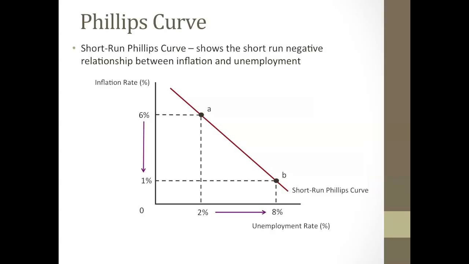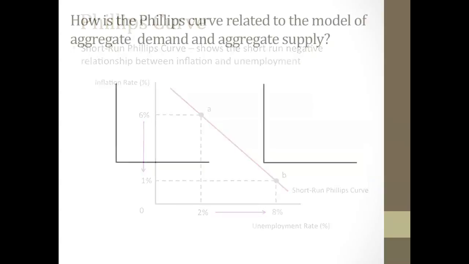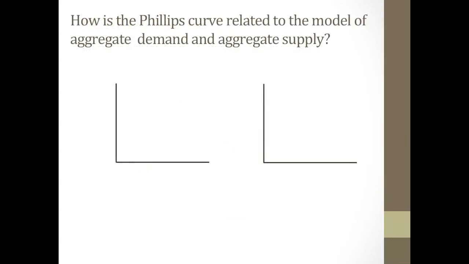Now, we can actually combine this model with the model that we just recently studied. We're going to look at these side by side to get a better understanding of how the Phillips curve is related to the concept of aggregate supply and demand that we just studied. So we're going to look at a very basic Phillips curve and a basic aggregate supply and aggregate demand.